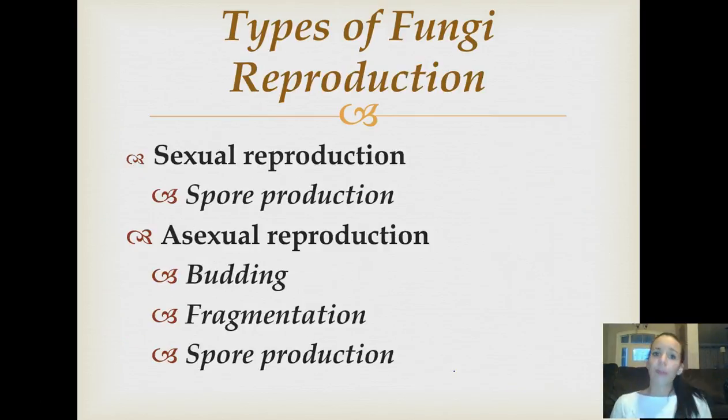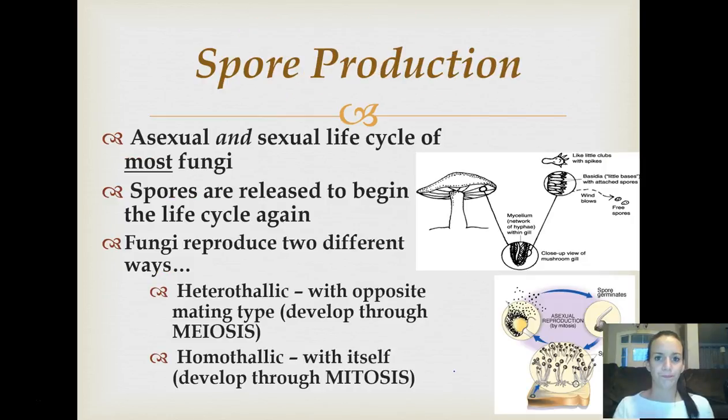So they also reproduce differently. So there's sexual reproduction and asexual reproduction. In terms of sexual reproduction, spores are the only way that they reproduce sexually. But asexually, they do go through budding, fragmentation, and spore production can also be an asexual method. The spore production itself then consists of an asexual and the sexual life cycle of most fungi.